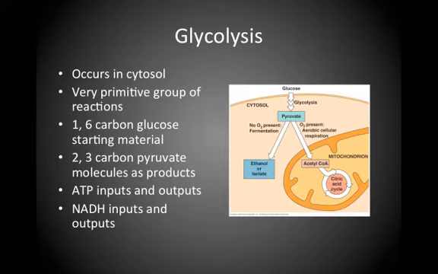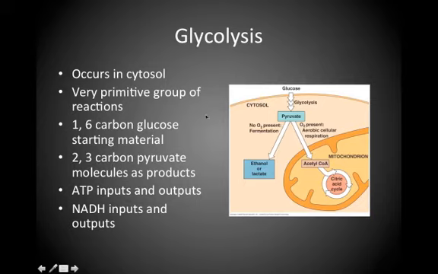But generally, glucose will diffuse into the cell from the bloodstream by a process of the GLUT proteins. And so glycolysis is going to be occurring in the cytosol. It's a very primitive group of reactions, meaning these reactions have been taking place since the first very simple cells, the prokaryotic cells, have existed on Earth for a few billion years.